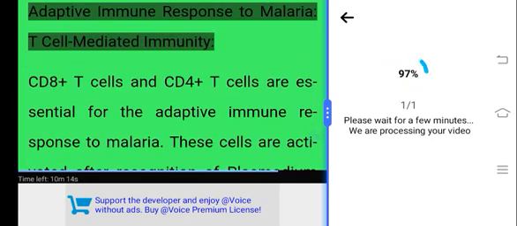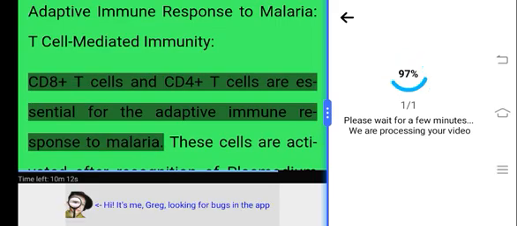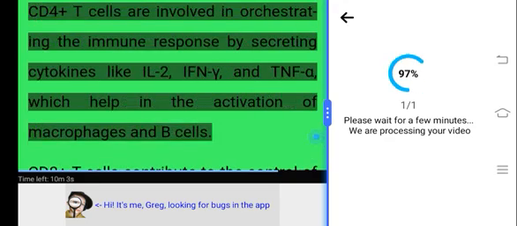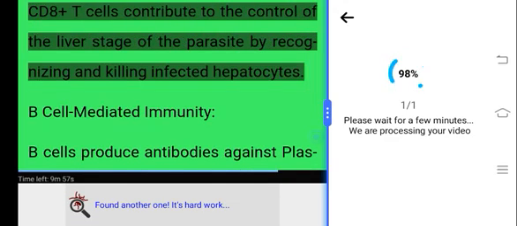Adaptive immune response to malaria, T cell mediated immunity. CD8+ T cells and CD4+ T cells are essential for the adaptive immune response to malaria. These cells are activated after recognition of Plasmodium antigens presented by MHC molecules on the surface of infected cells. CD4+ T cells are involved in orchestrating the immune response by secreting cytokines like IL-2, IFN gamma, and TNF-alpha, which help in the activation of macrophages and B cells. CD8+ T cells contribute to the control of the liver stage of the parasite by recognizing and killing infected hepatocytes.